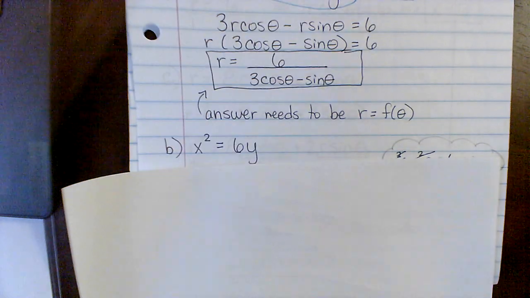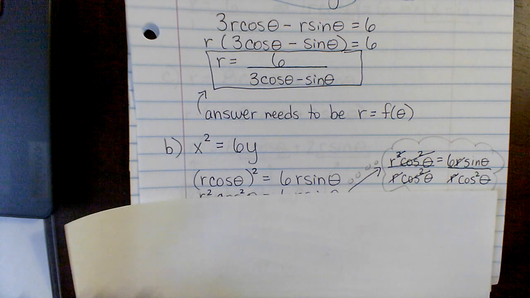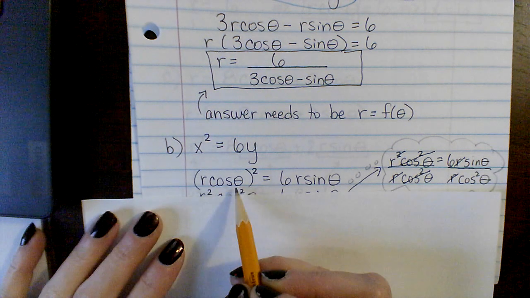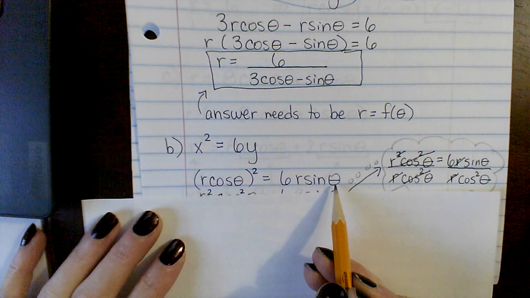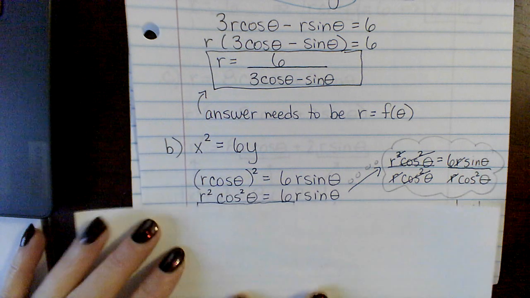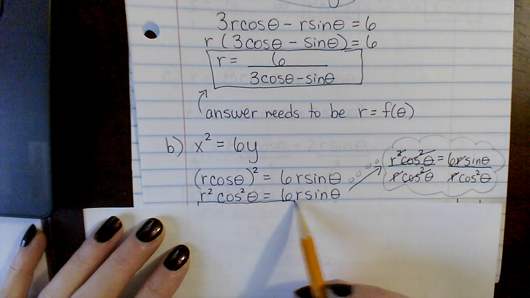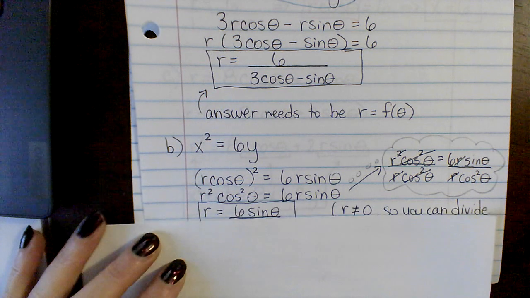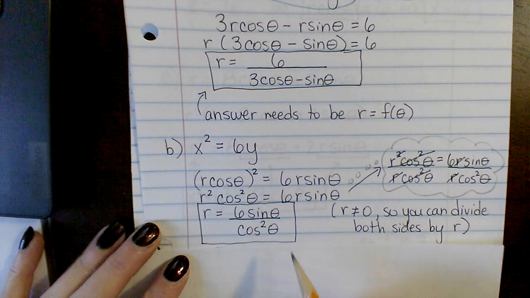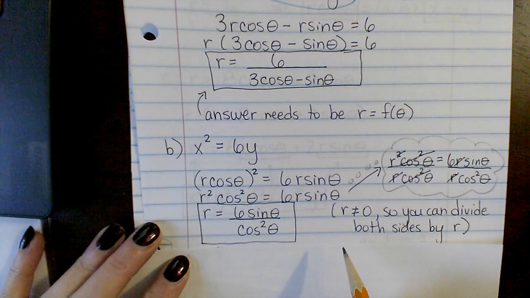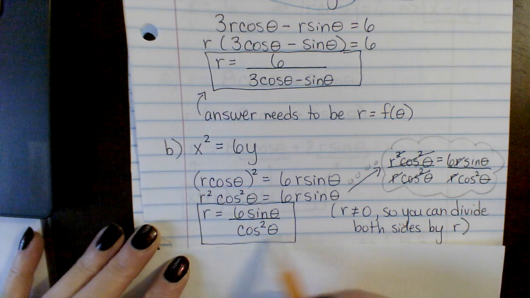All right, let's look at x squared equals 6y. So we're going to replace x with r cosine theta, and I'm going to replace y with r sine theta. So if I square this, I'm going to get r squared cosine squared theta equals 6r sine theta. This is going to simplify to be r equals 6 sine theta over cosine squared theta.